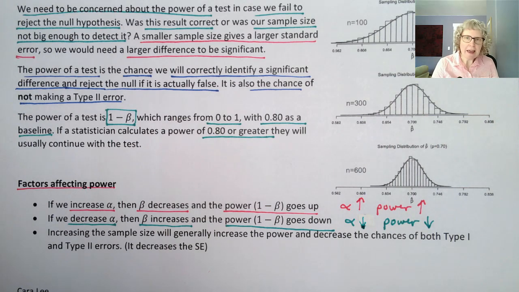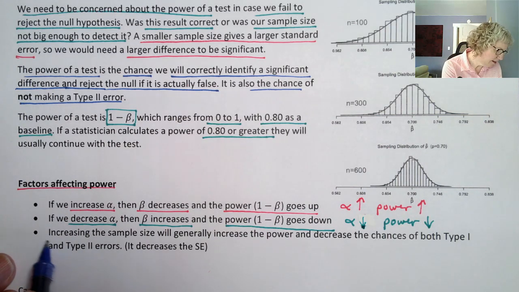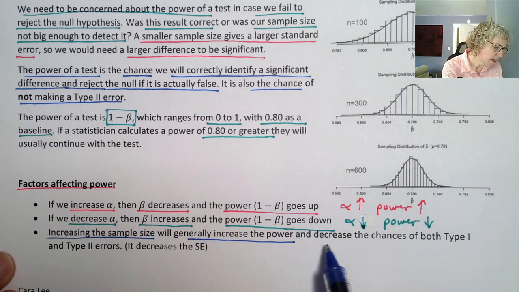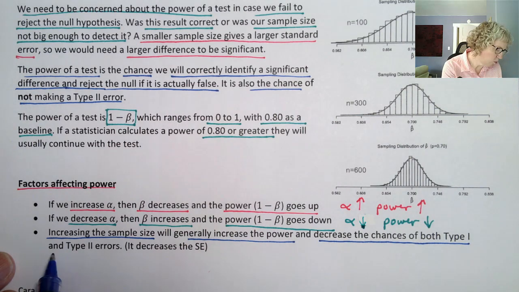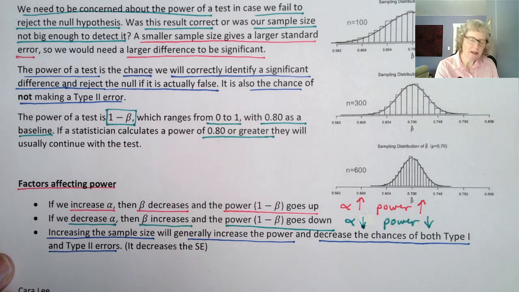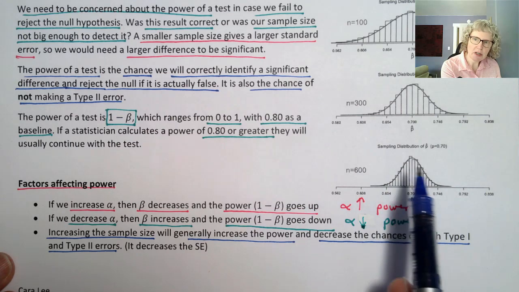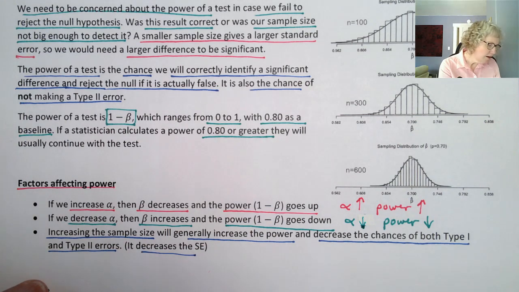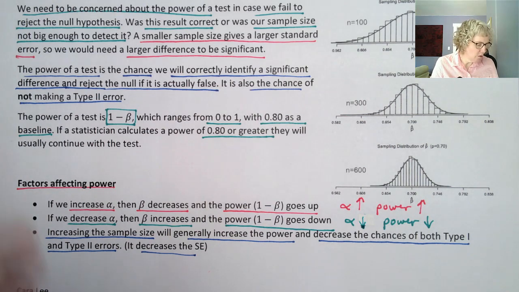Now, there is one way, and we've seen this before, of getting more of what we want, and that is increasing the sample size. That will generally increase the power and decrease the chances of both type 1 and type 2 errors, because, like in this example here, it makes your standard error smaller. So you just have less sample to sample variation. Okay, so that's about the power, just a very brief general overview, but we want to know what it is and know about the relationship between these different things.